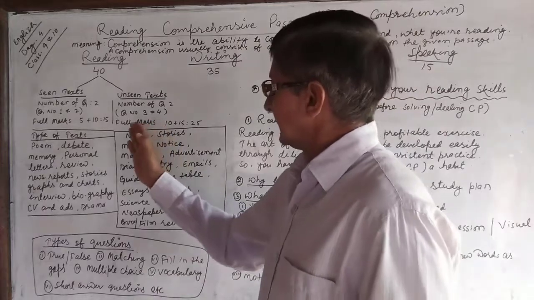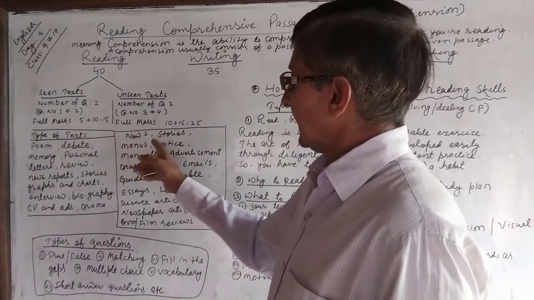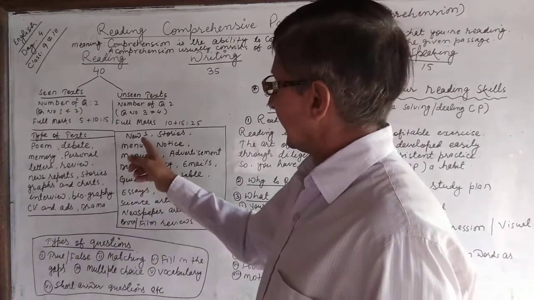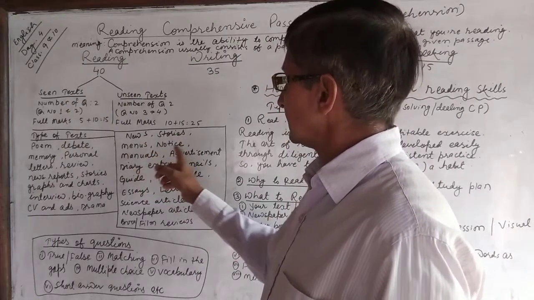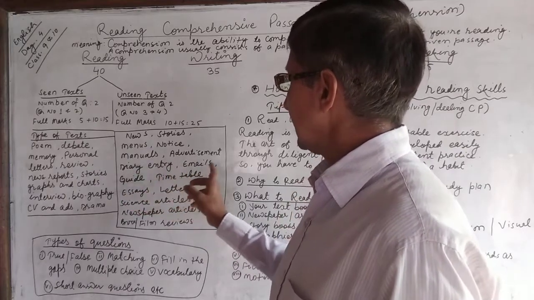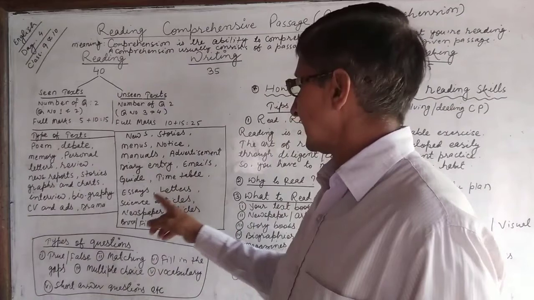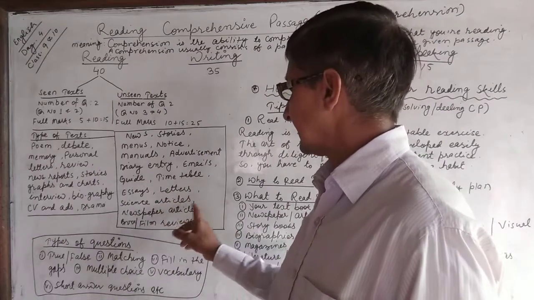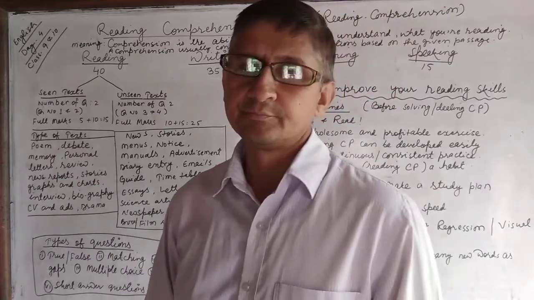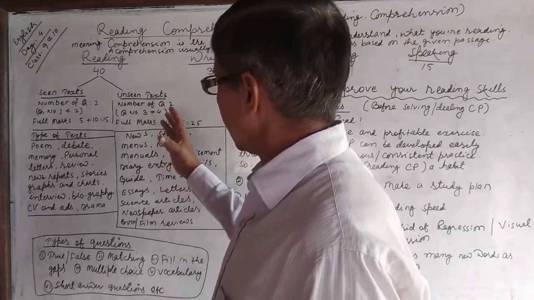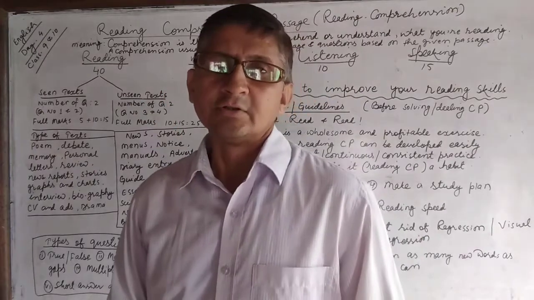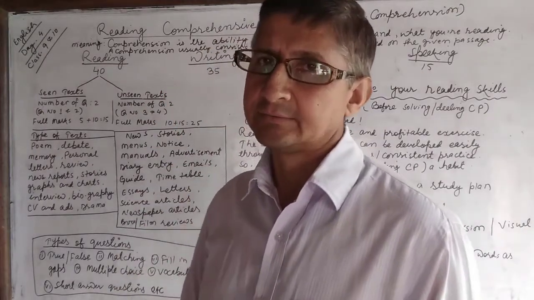Similarly, the types of text in the seen text are news, stories, menus, notice, manuals, advertisement, diary entry, emails, guide, timetable, essay, letters, science articles, newspaper articles, book and film reviews. These are the types of text asked in the seen text.